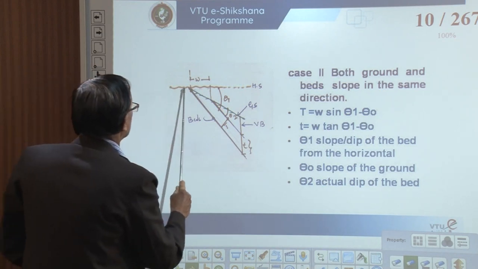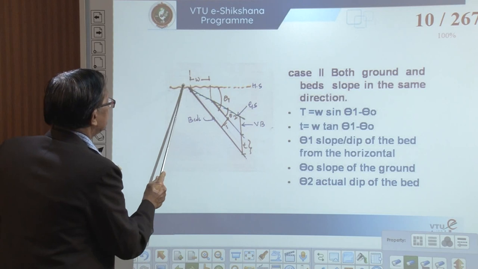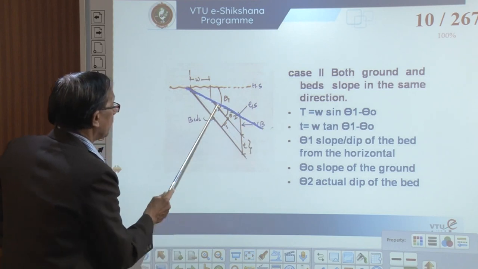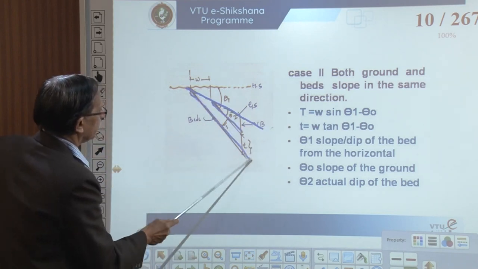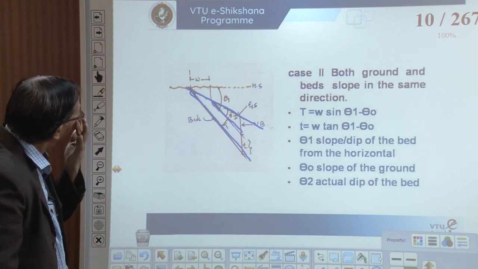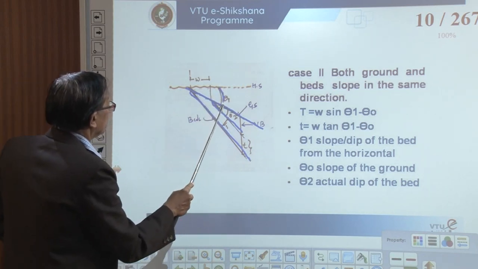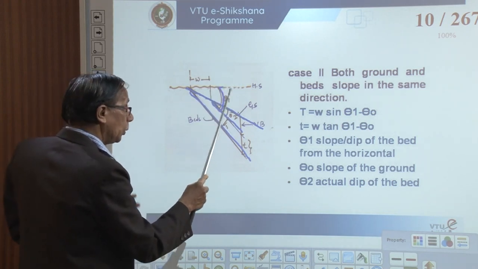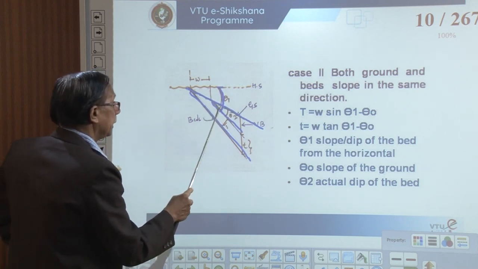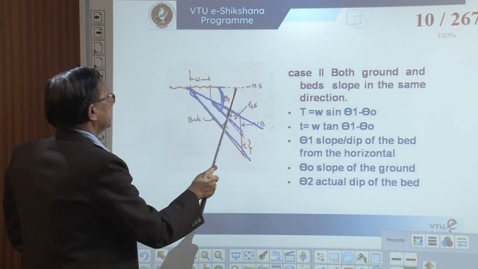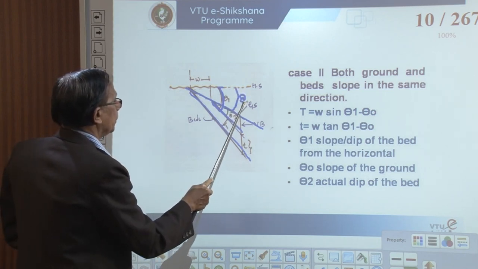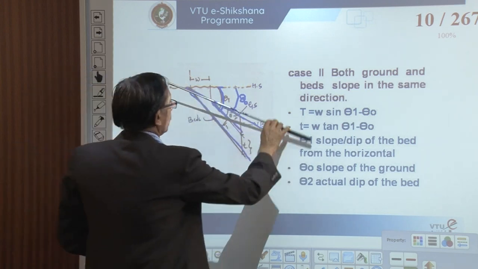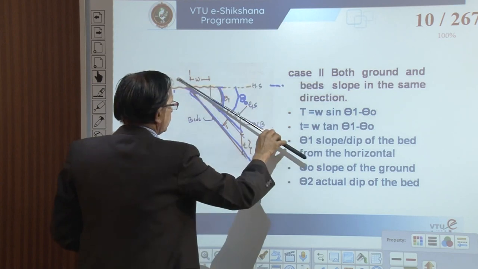Now, this is the assumed horizontal surface. This is the ground. From the ground, a rock is sloping. Correct? Now, what are the things? If this is the theta 1, measured from the ground, assumed horizontal surface, this is the theta 1, inclination of the bedding plane. And then this is theta 0, that is measured from horizontal to the inclined ground.